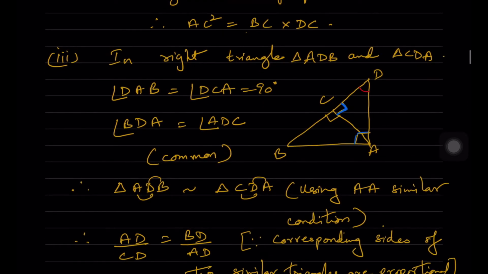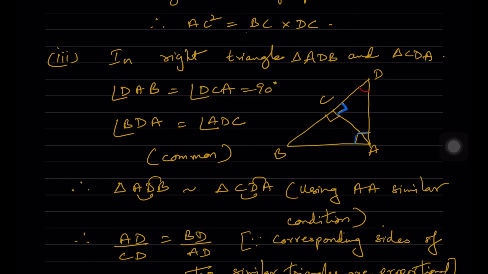Now, the third one. In right triangles ADB and CDA, you can see that here also angle DAB and angle DCA, the two angles I have marked in blue, are equal to 90 degrees. And also D is common for both triangles. Therefore, angle BDA is equal to angle ADC.